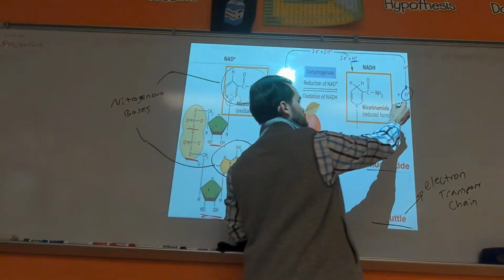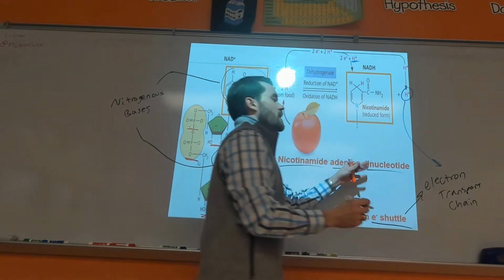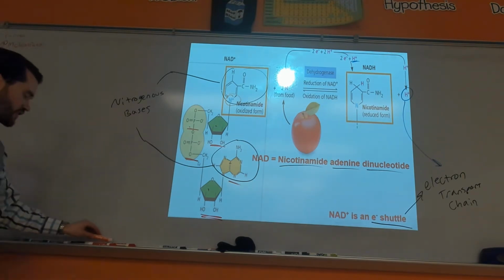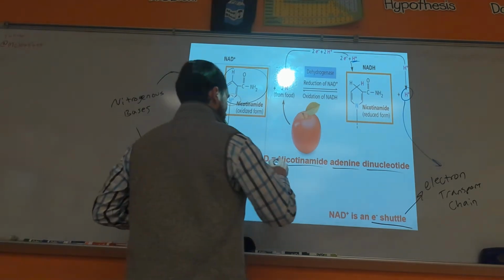Those H pluses will then be a part of the electron transport chain in this process called oxidative phosphorylation, where we're going to use those H pluses to make the ATP. Okay? So NAD plus is an electron shuttle. Another kind of electron shuttle is also FAD.